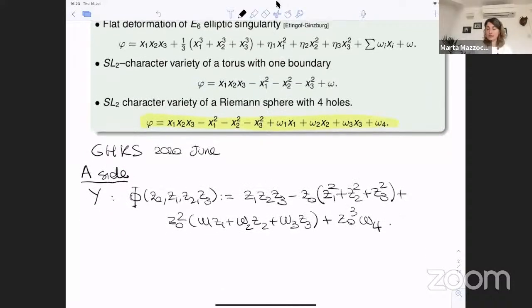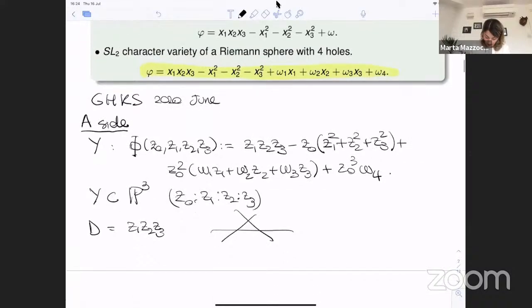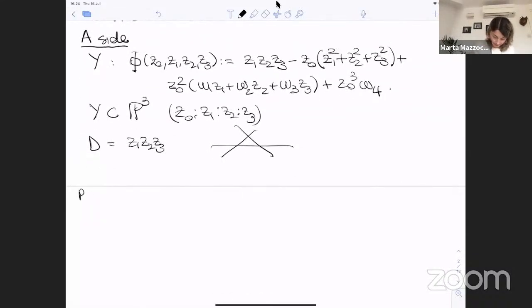So Y is the zero set of this homogeneous polynomial, therefore Y is a surface in P3, which I have taken with the homogeneous coordinates. What is the divisor? The divisor in this case is given by the triangle of lines Z1, Z2, Z3. This is a triangle of lines because we are in projective P3 space. So the A side is pretty simple. And so what is the B side for this story?